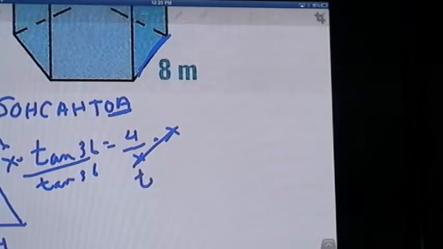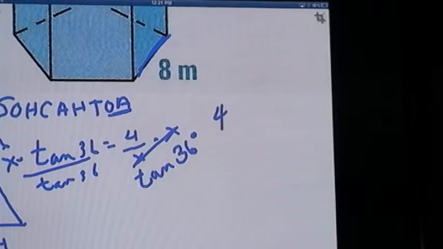We're dividing both sides by tangent 36 degrees. So in your calculator, you're going to write 4 divided by, now if you have a Texas Instruments, you'll put in tangent and it'll give you a parenthesis, and then you'll just put the 36 there. You don't have to end the parentheses if you don't want to.